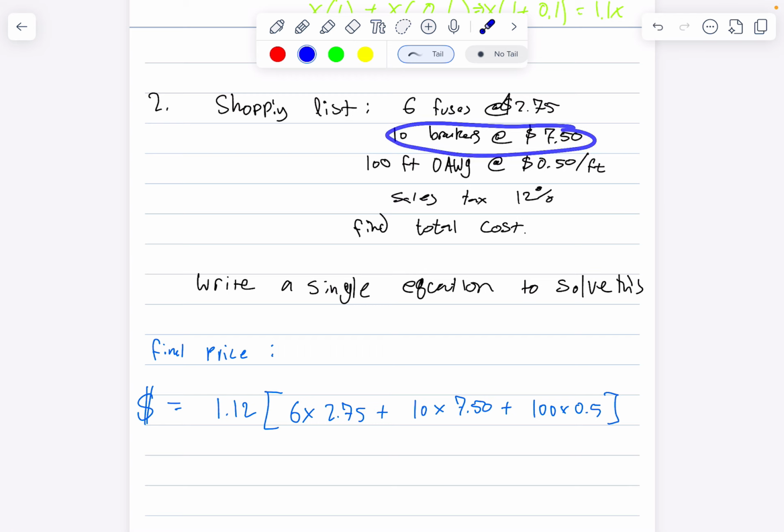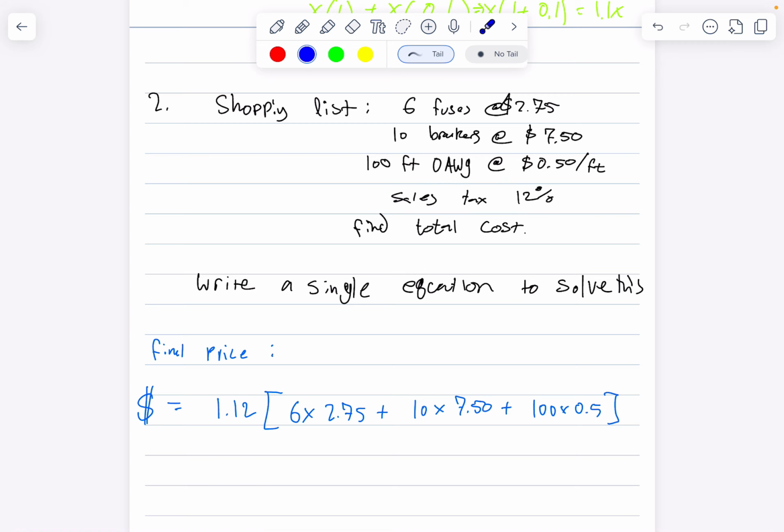10 breakers at 750. 100-foot zero gauge wire at 50 cents a foot. That's 100 times 0.5. Okay? And then sales tax 12%. That's this guy right here.